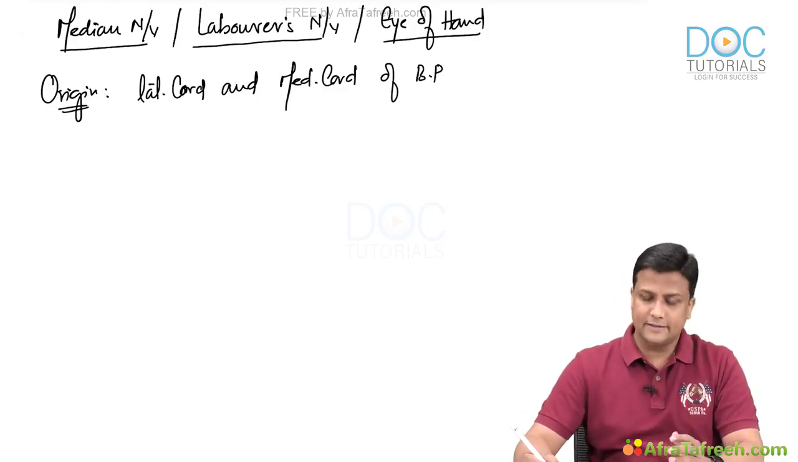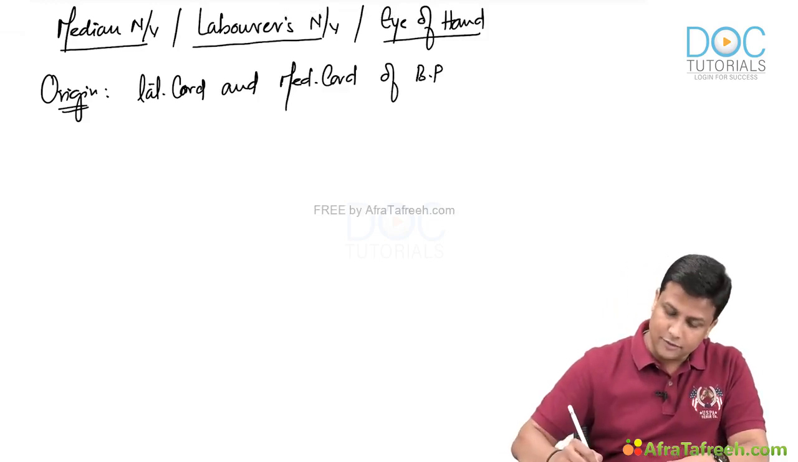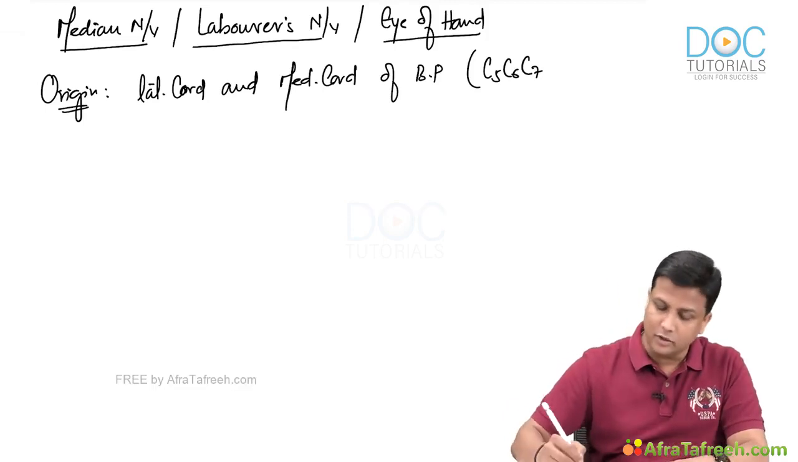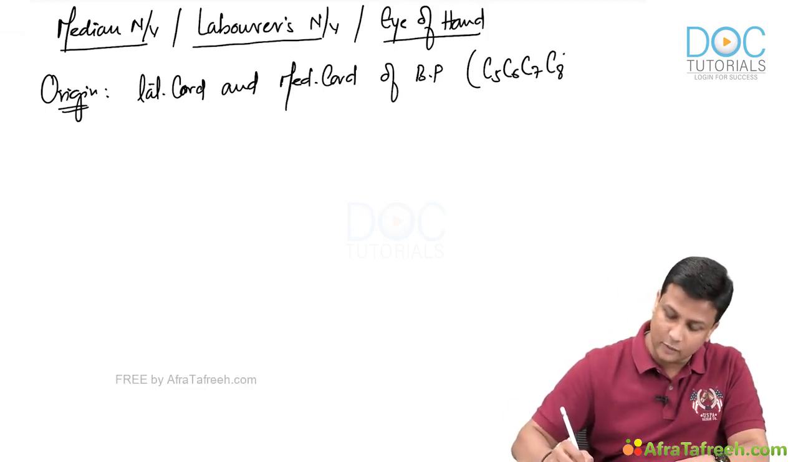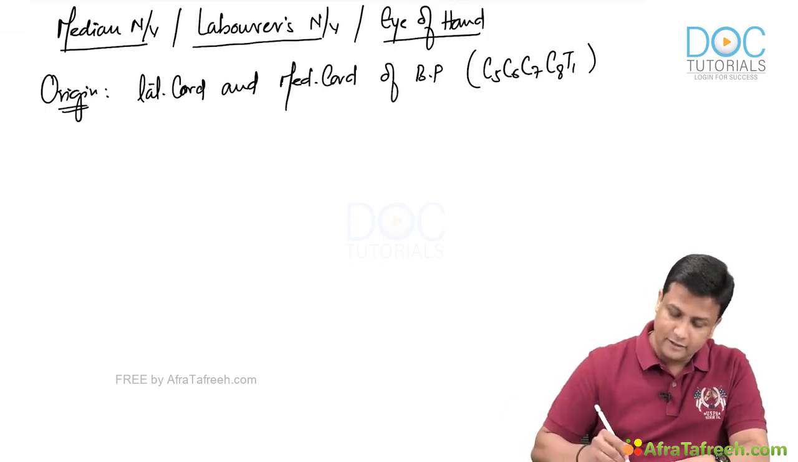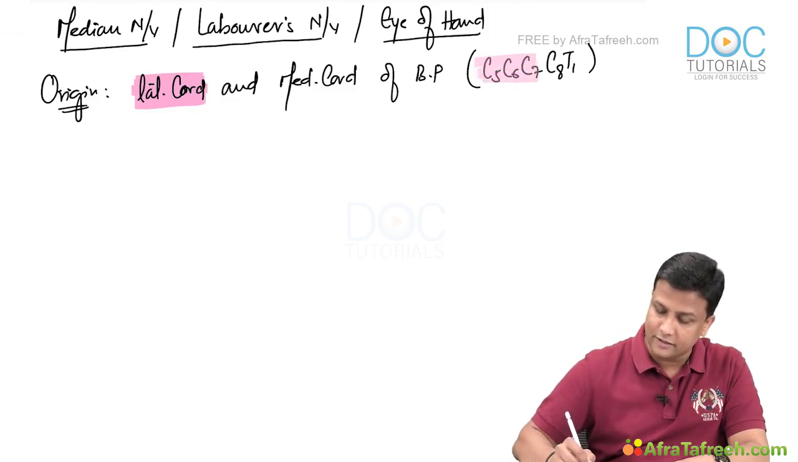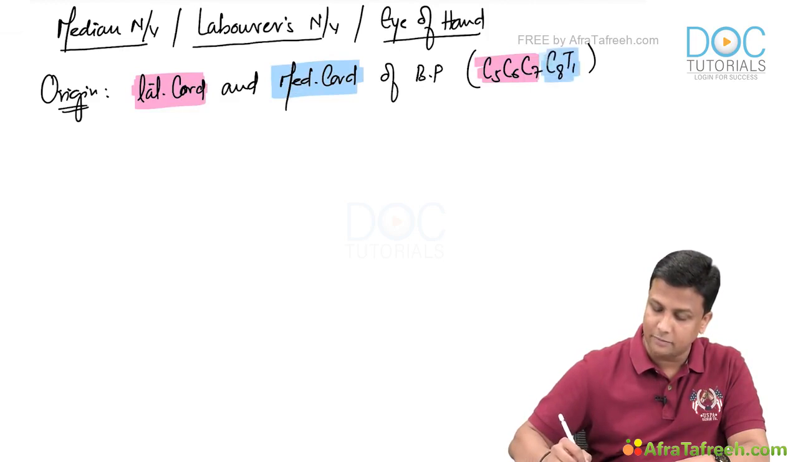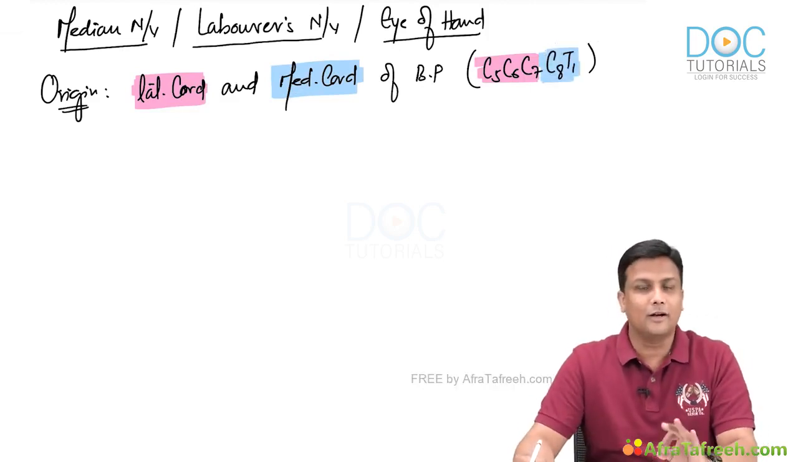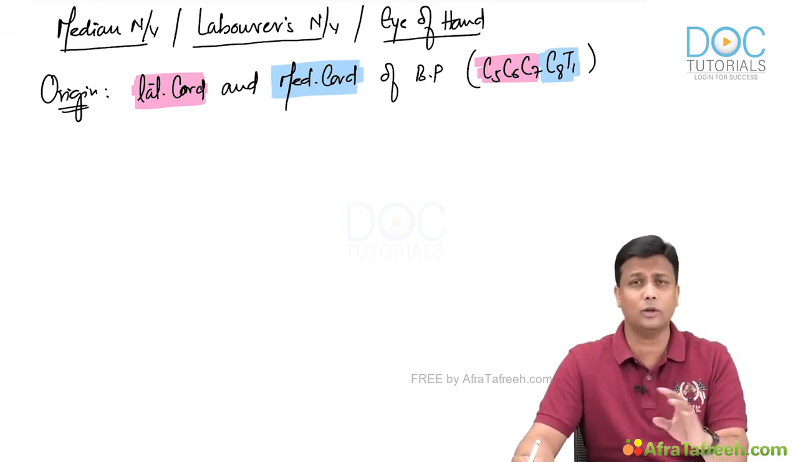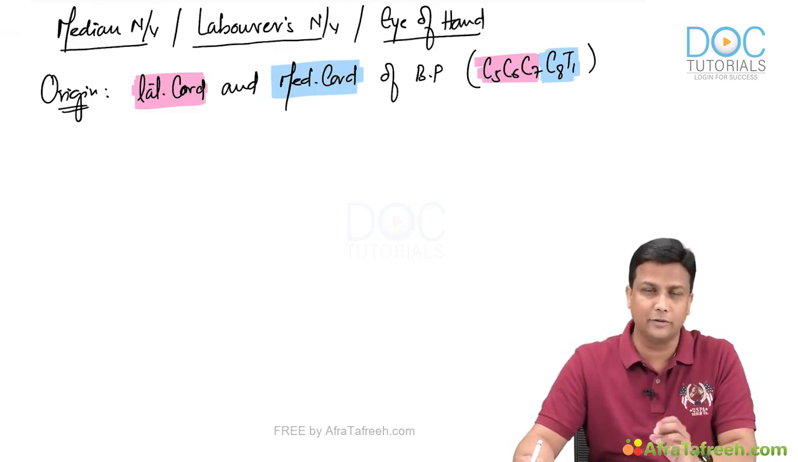Now, if the origin is done, the next thing is the root value. Because of the lateral cord, the root value will be C5, C6 and C7. And because of the medial cord, the root value will be C8 and T1. Hope you're getting it, guys. So, because of the lateral cord, the root value will be C5, C6 and C7, and because of the medial cord, the root value of the median nerve will be C8 and T1. It means that, in short, the complete root value of the median nerve is C5, C6, C7, C8 and T1. That means all the roots are contributing to the formation of your median nerve.